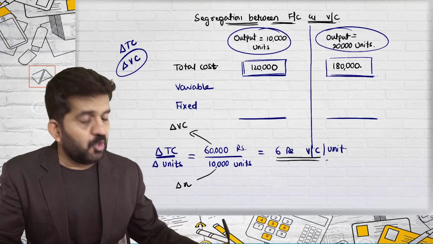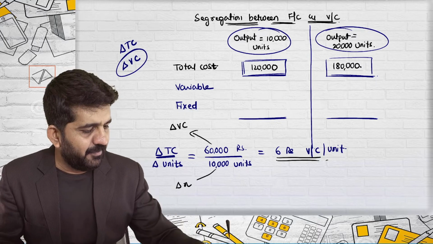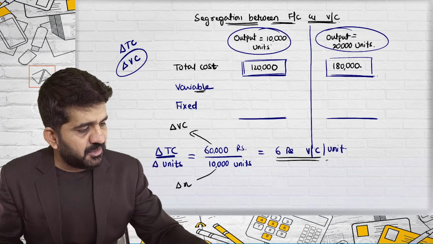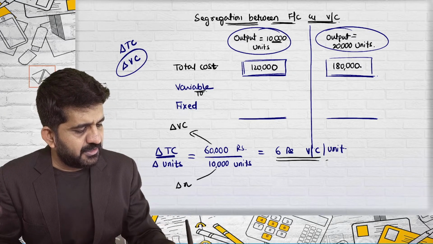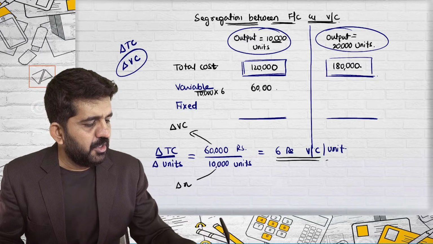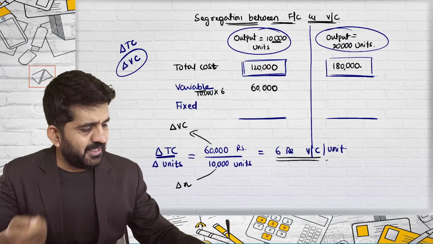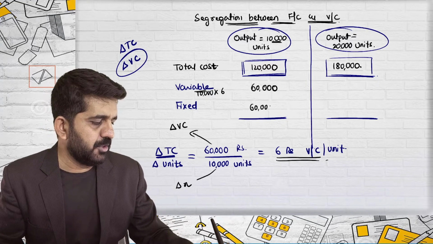Variable cost per unit remains same, as we have understood. So variable cost in this case will be 10,000 into 6, which will be 60,000. Remaining will be fixed cost. So if total is 1,20,000, variable is 60,000, fixed cost will be 60,000.